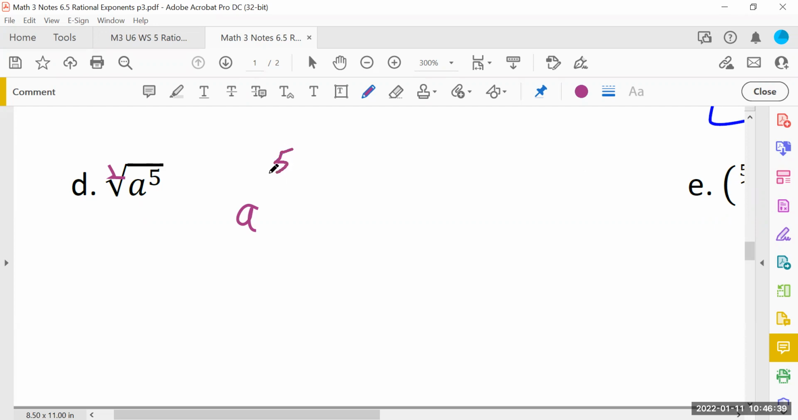5 goes on top. The 2 goes on the bottom. That index is always the denominator. And again, that's what's up here. A to the 5 over 2.